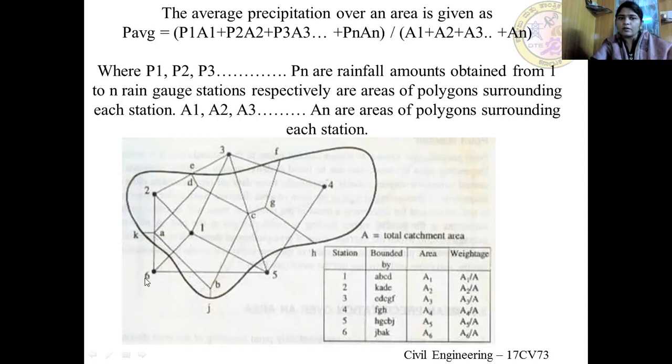After the rain gauge stations are joined by straight lines and they are divided by perpendicular bisectors, we will come out with polygons around each rain gauge station, and that area of the polygon is measured. And there we give the weightage factor. So the total area will be known, and each rain gauge station is surrounded by a certain area A1, and the weightage factor is given as A1 by A, A2 by A. Around rain gauge station 2 it is A2, around 3, A3, A4, A5, A6. So A1 by A is the weightage factor around rain gauge station 1. Similarly, A2 by A, A3 by A, A4 by A, A5 by A, and A6 by A.